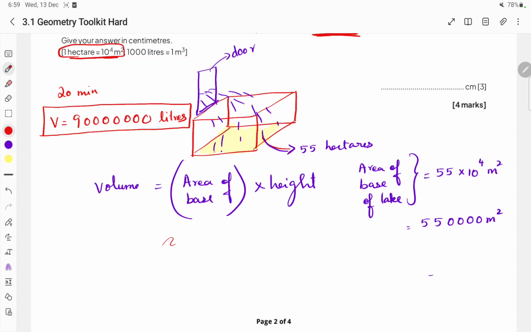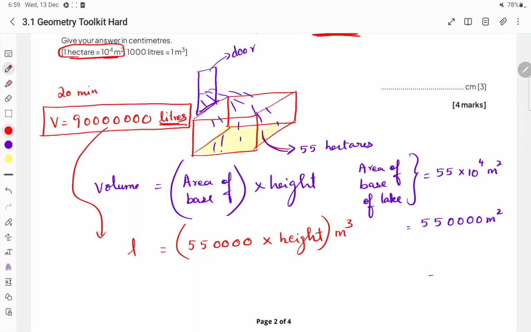So here the area of base is given as 5540 meter square, and into height, that we have to find. So this much meter cube will be there. Now here this is in liters. I cannot write the same thing here.